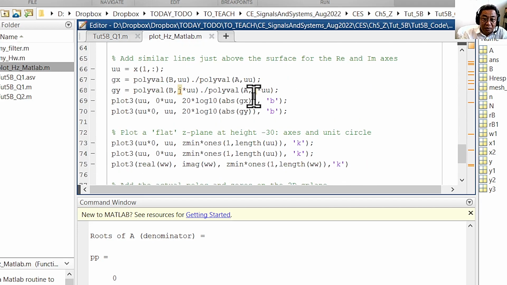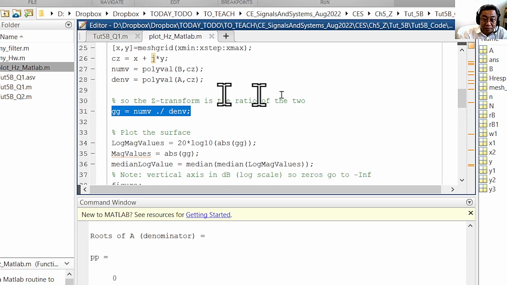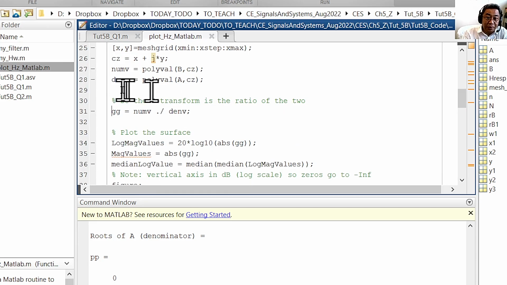That's all. So the important point is actually to calculate this value gg using this equation, numerator v divided by denominator v.